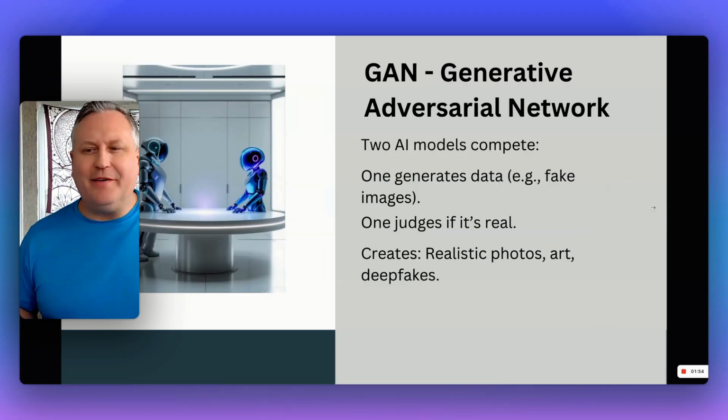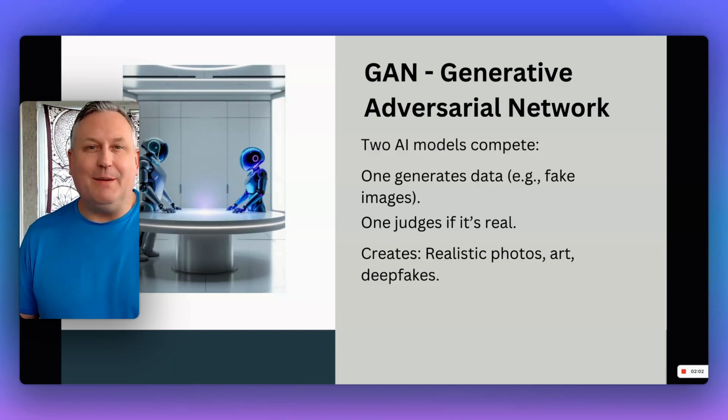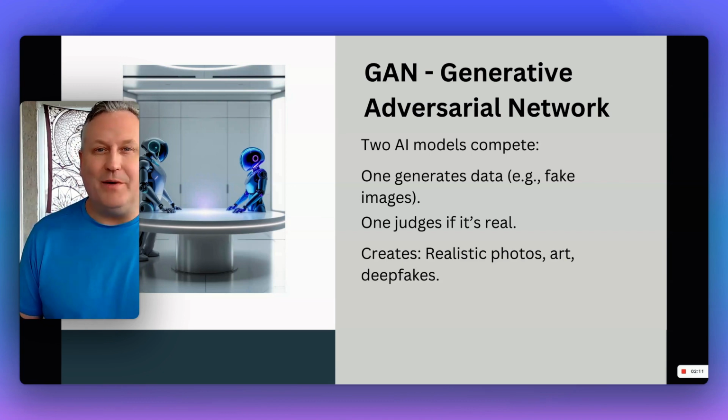GAN, generative adversarial network. This is where two AI models compete: one generates data, like fake images, and one judges if it's real. So a lot of this is AI that's looking to see if it's AI. Content that's been written by AI, it uses GAN to do that kind of stuff. It can also be the tool that's used to create realistic photos, art, and the deep fakes you're seeing out there.